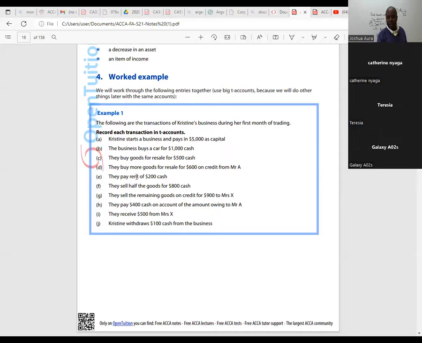E. They paid rent of 200 cash. I love this. They paid rent 200 cash. So which expense should I debit? Which account should I credit?